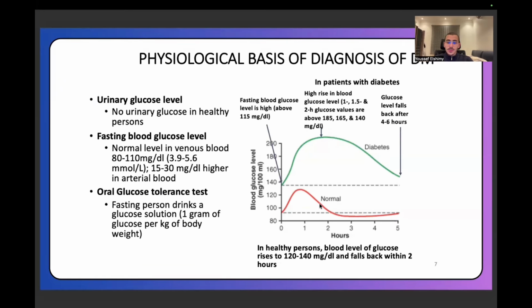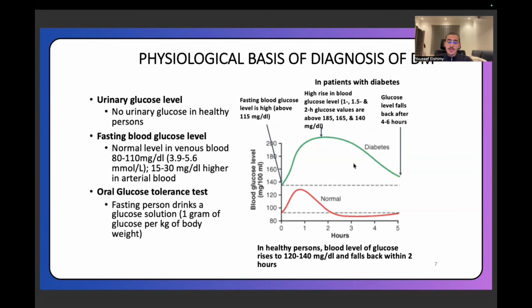Look at this difference between normal and diabetes. Normal people have a fasting blood glucose between 80 to 100. So this is normal. Then you give them the oral glucose and you have a rise in the blood glucose to around 120, 140. Then it falls back to normal within 2 hours.